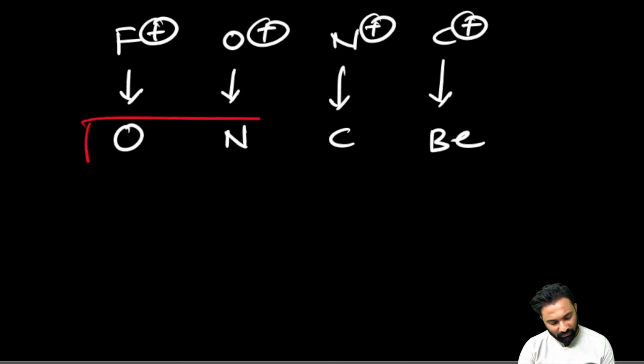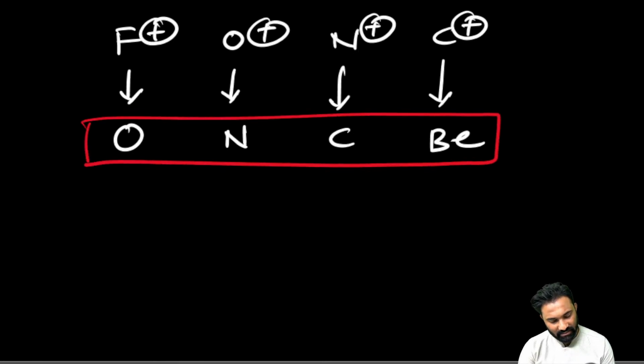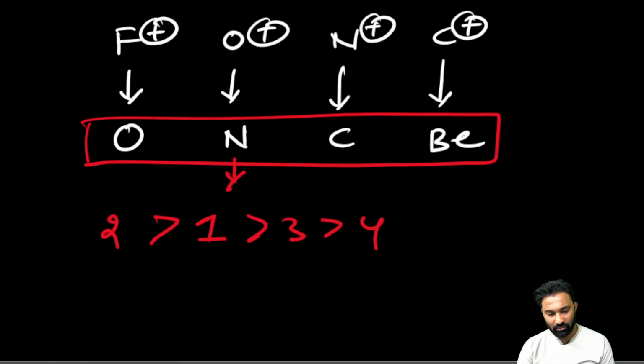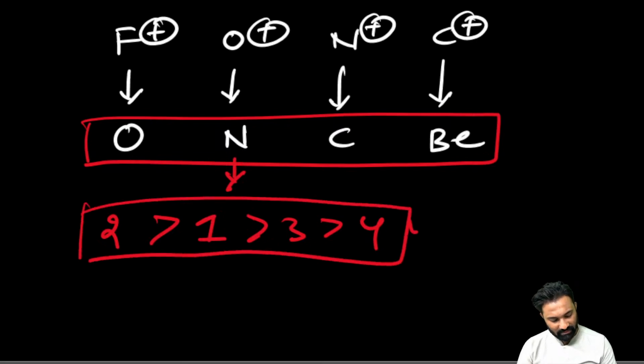Now for this one we have to cross check the ionization energy. We know nitrogen has the highest ionization energy, then oxygen, then carbon, then beryllium, right? Among these, nitrogen is representing the O plus, which is 2. Then oxygen, that is 1. Then 3, then 4. That's it. Is it clear? This is the answer.